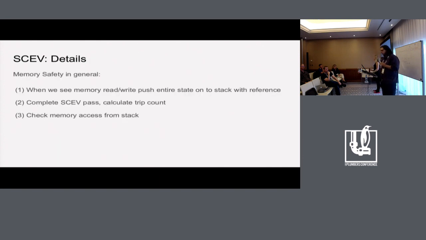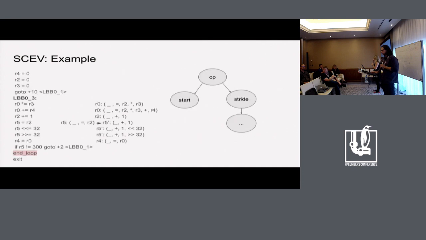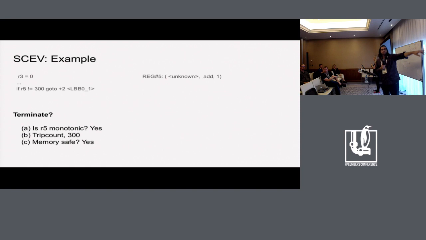The next trick that didn't pop up in that example, because it was a pretty simple example, is how we deal with memory safety. Anytime the code sees a read or write into memory, it'll push the entire state of the register stack there. Once you know the trip count, you can see all of the values. If it was reg 5, and we knew that reg 5 was accessing memory, we would know all of the possible indexes into that array. So we could get the bounds from the trip count as well.